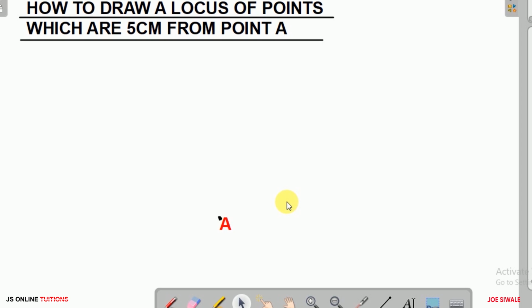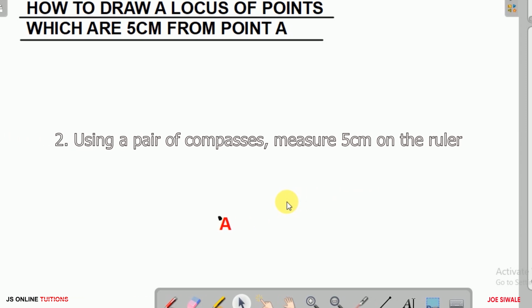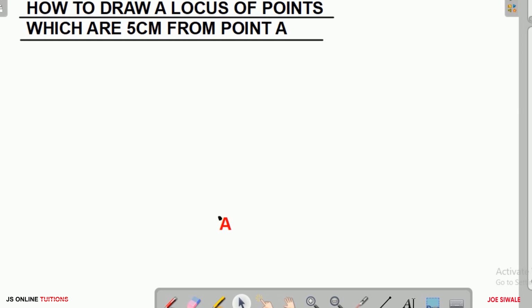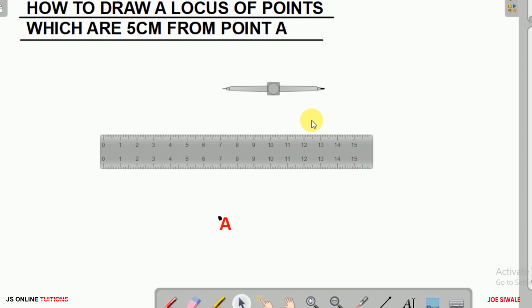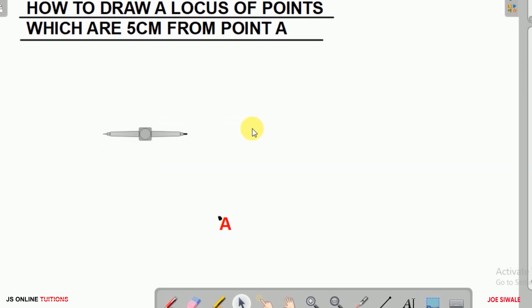Then the second step, using a pair of compasses, measure 5 centimeters on the ruler. So let us get our compass and measure 5 centimeters. So as you can see, we have our ruler and our compass. So we're going to get our compass there, and we'll start it from 0 and we'll measure 5 centimeters. Okay, we have done that. Let us look at the third step.